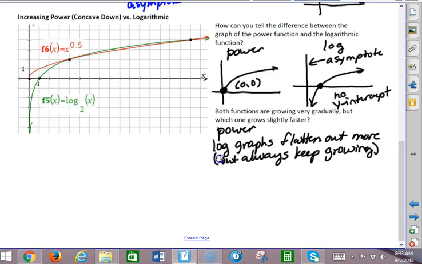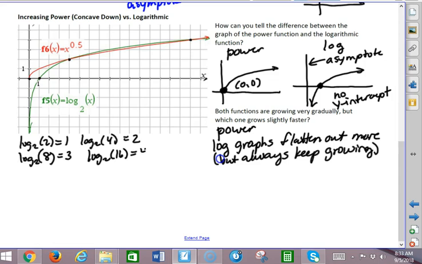So if we think of, for example, log base 2 of 2 is 1. Log base 2 of 4 is 2. Log base 2 of 8 is 3. Log base 2 of 16 is 4. So notice the x value is growing at a much faster rate than the y value. That's why it's growing so slowly in the y direction.